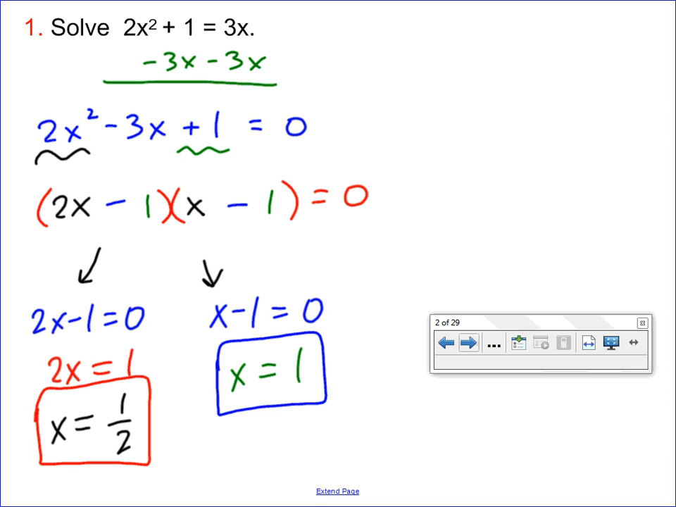this is a quadratic equation. A degree 2 polynomial means there's at most 2 distinct solutions. Awesome. What questions do you guys have about number 1?